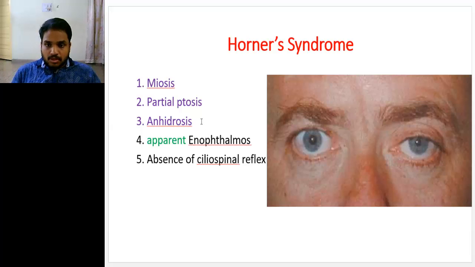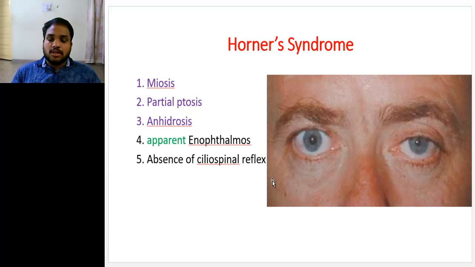Now anhidrosis. Why anhidrosis? I have told you, the sympathetic fibers are innervating the sweat glands of the forehead as well as the face, and hence if this pathway is affected, there would be absence of sweating on that side, right? There would be absence of sweating. So that is called anhidrosis.